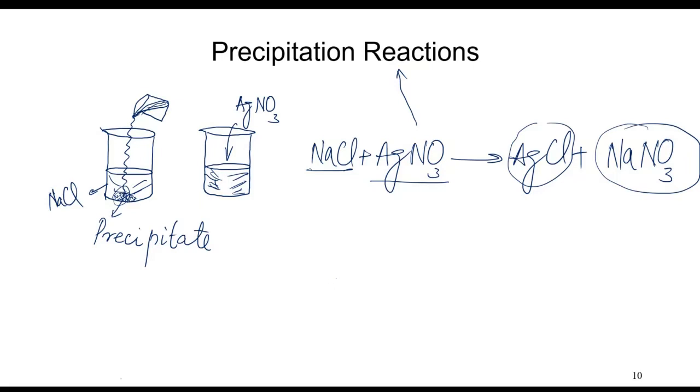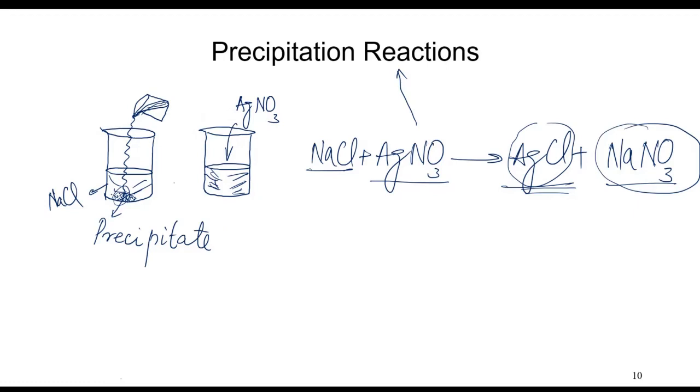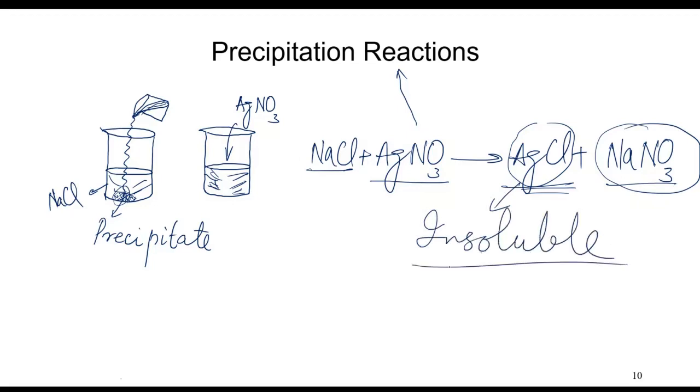Basically, this white solid substance is AgCl. What happens when we mix these two solutions? There is a reaction between sodium chloride and AgNO3. AgCl and NaNO3 are formed. This AgCl is insoluble in water. Now it is insoluble, it becomes solid here. So it is known as precipitate. Now the question is, how do you know it is soluble or insoluble? This is our today's discussion now.